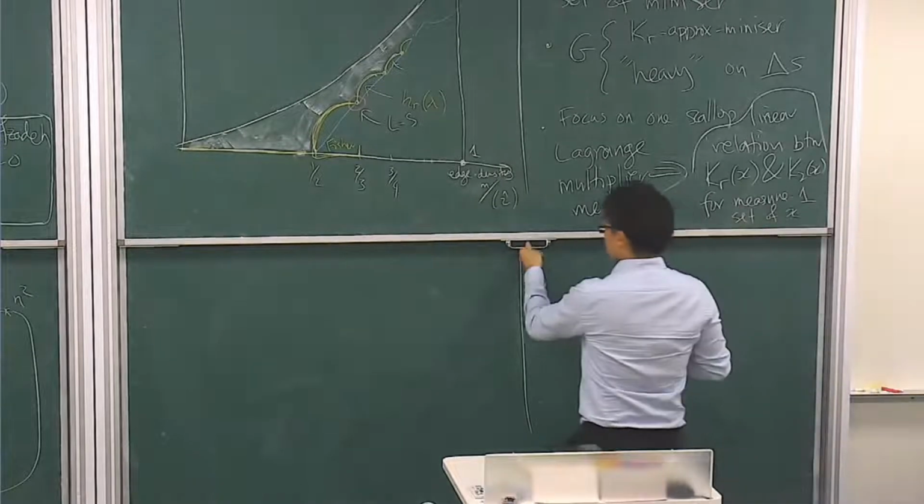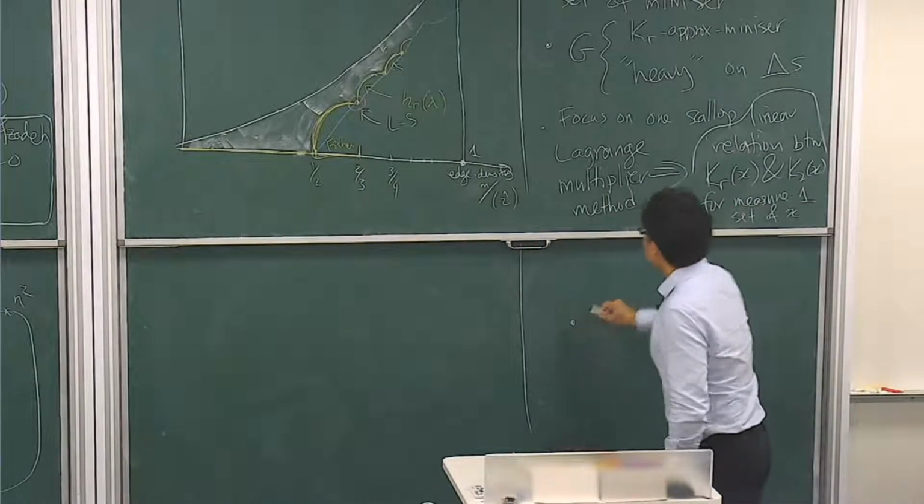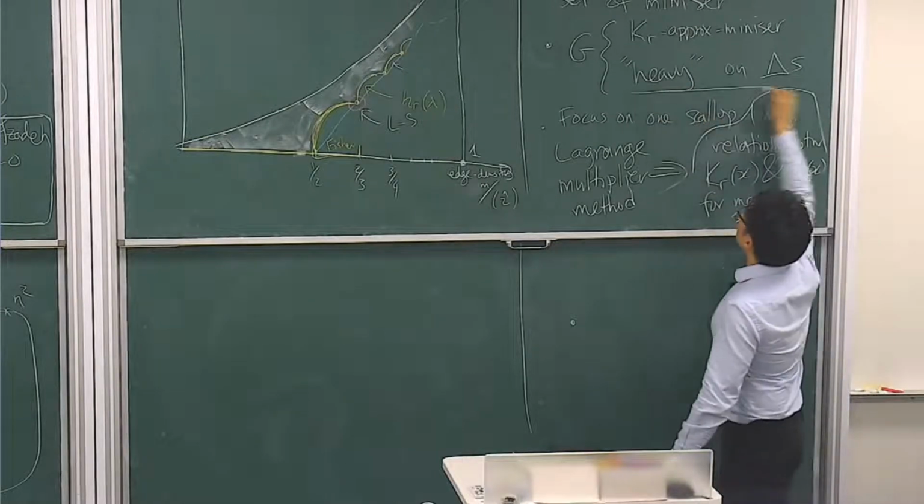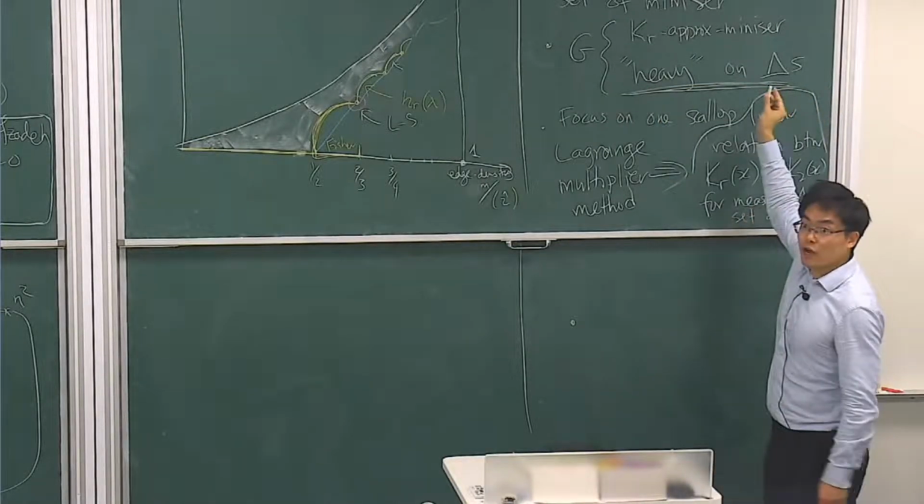Okay? Then we are almost done, because then what do we know? Now we're going to make use of this relation. We know that we start with a graph that's heavy on triangles.